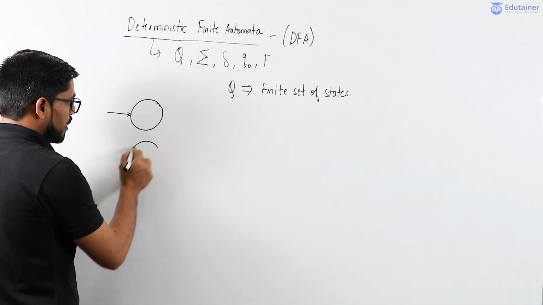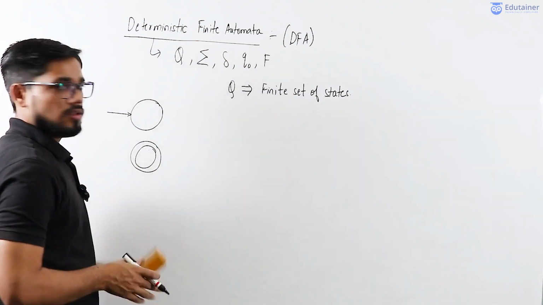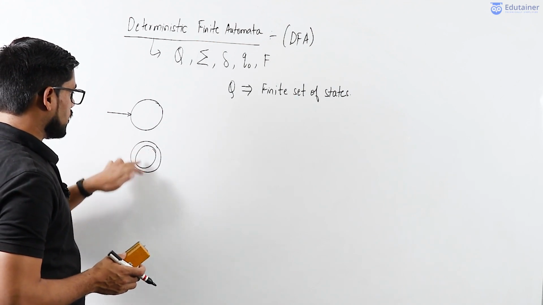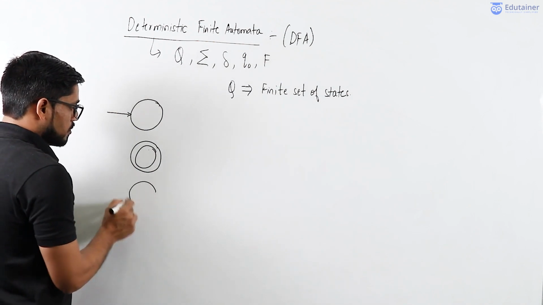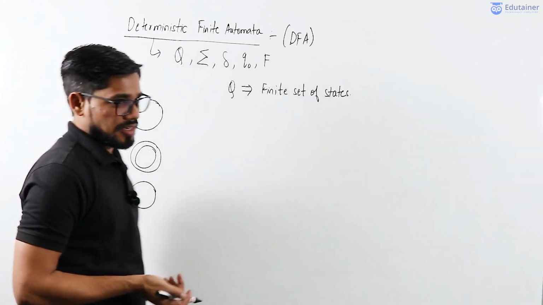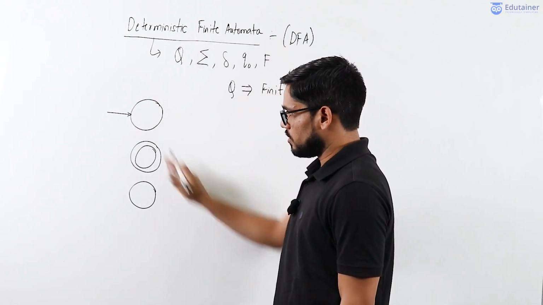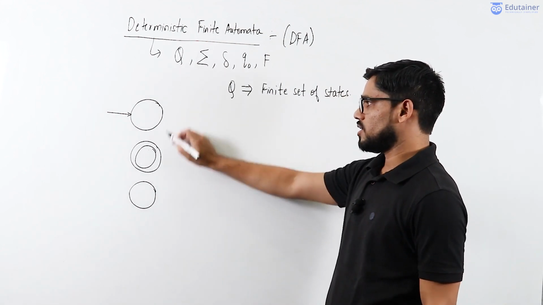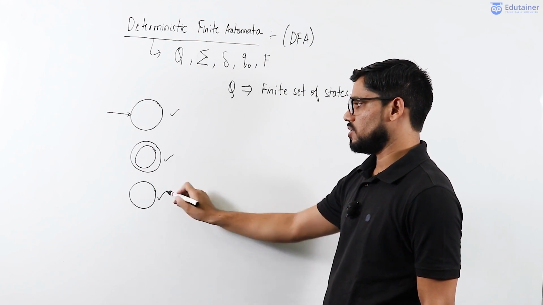The second one is the final state. A final state is a double circle, a circle formed inside a circle. A normal circle is called an intermediate state. So these 3 shapes you can identify with states: initial state, final state, and intermediate state.